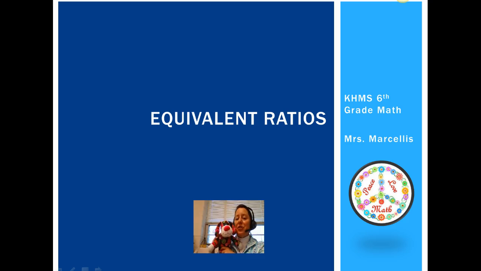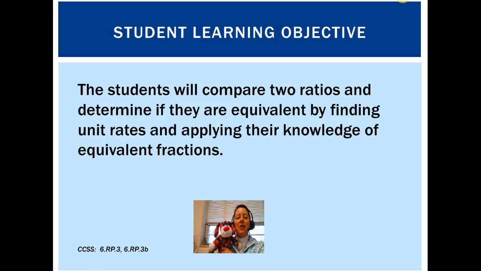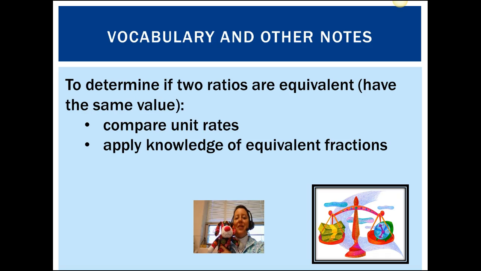Today we're going to look at ways to determine whether or not two ratios are equivalent and form something called a proportion. In our lesson, students will compare two ratios and determine if they are equivalent by finding unit rates and applying their knowledge of equivalent fractions. To determine if two ratios are equivalent or have the same value, you can compare their unit rates or you can apply your knowledge of equivalent fractions. Depending on the problem, usually one way will be much easier to use than the other. Shall we get started, Pythagoras?